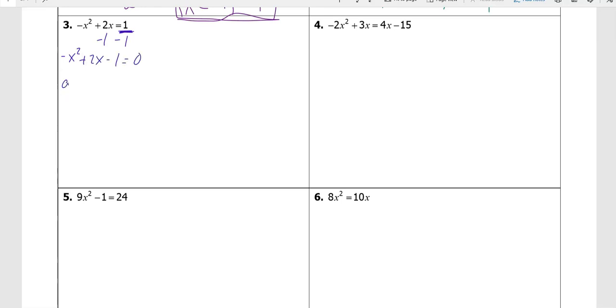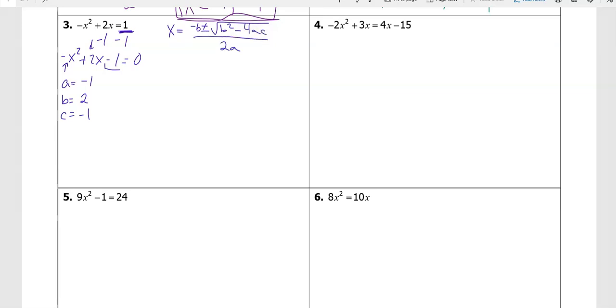And then we're going to have our, what is our A, what is our B, and what is our C. So our A is going to be negative 1, because that's here in front of my x squared. Our B is 2, because that's in front of our x. And our C is negative 1, because that is our constant at the end with no variable. Our formula, again, is x is equal to the opposite of b plus or minus the square root of b squared minus 4ac all over 2a.